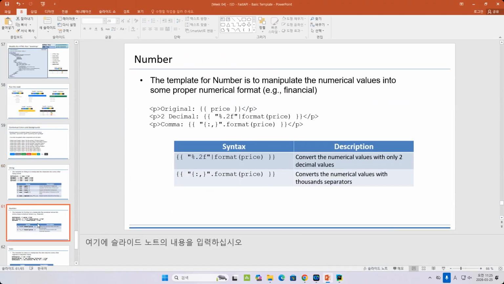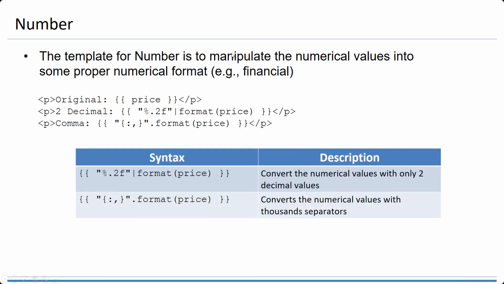The next is about the numbering. So the template for number is to manipulate the numerical values into some proper numerical format. For example, if you want to show financial data, maybe you have price, so I want to show the decimal. As you know, in some countries like the US, they put the cent into only 2 digits. In Korea, we don't have any decimal.